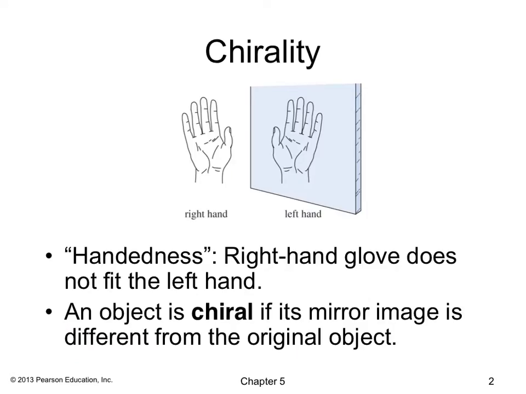So let me start with chirality. If we look at your right hand and you take a mirror image of it, it will produce your left hand. And your right hand glove doesn't fit your left hand. So your right hand is essentially chiral because it's essentially different from the original. The mirror image, which is your left hand, is different from the original object.